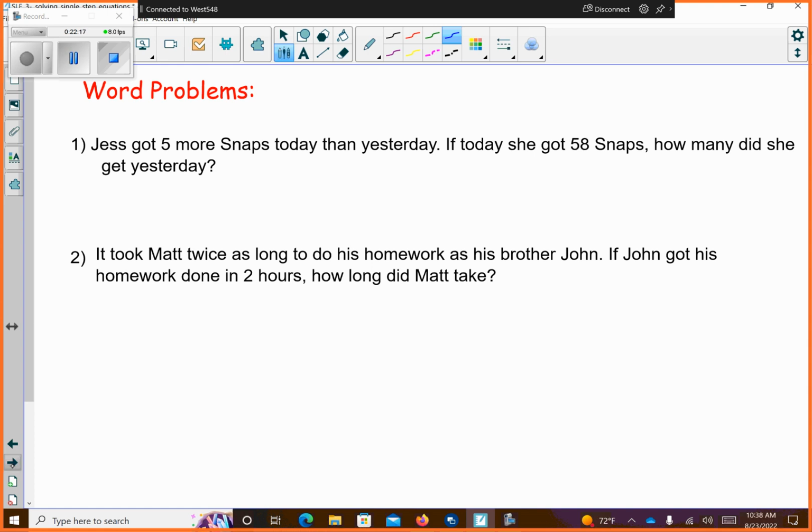So, okay, problem number 1. Let me read it out loud. Go ahead and skim along as I read it. Jess got 5 more snaps today than yesterday. If today she got 58 snaps, how many did she get yesterday? Woo! Yesterday, today, yesterday, did they? Okay, there's a lot here.